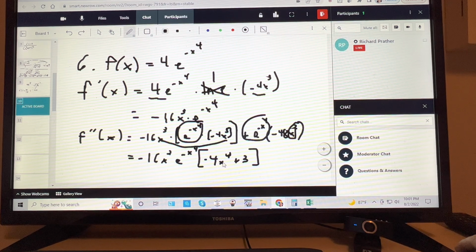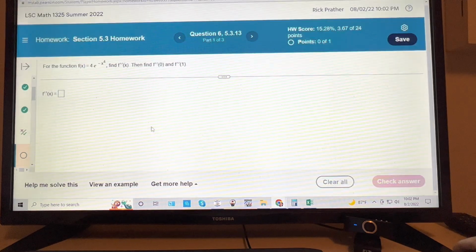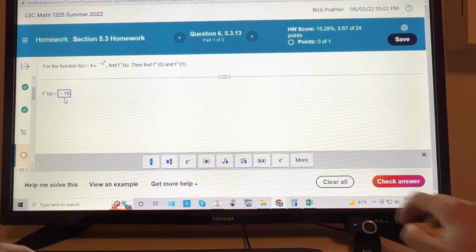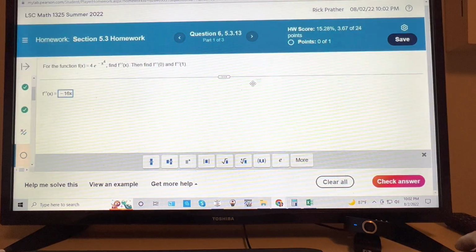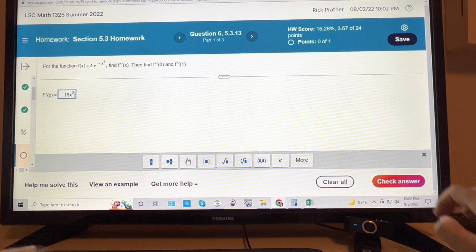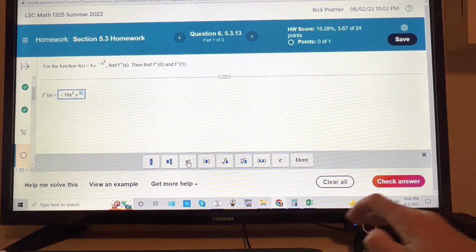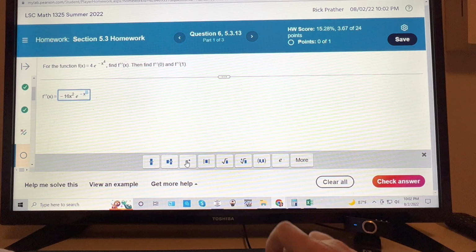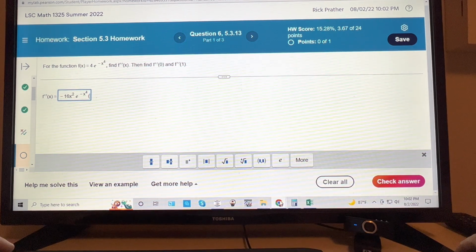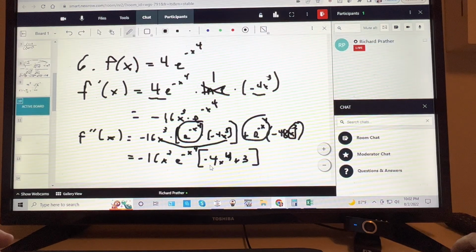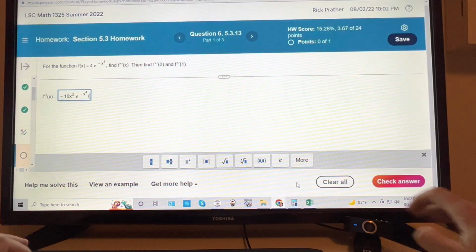Negative 4x to the 4th. Yeah, this is a 4. I couldn't read what I wrote there. Okay, so negative 16 x squared e to the negative x to the 4th, the exponent inside of an exponent. That's the GCF. And then negative 4x to the 4th plus 3.